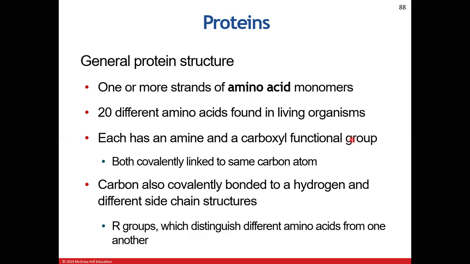Each amino acid, as you can pretty much tell by its name here, amino acid, has an amine group and a carboxyl or carboxylic acid functional group. And both of these are covalently linked to the same carbon atom. Now, we also will find that carbon is also covalently bonded to a hydrogen and a different side chain structure. We are going to reference these or call these R groups. Now, these R groups obviously will have names, but it's these R groups, these structural groups, that distinguish different amino acids from one another.